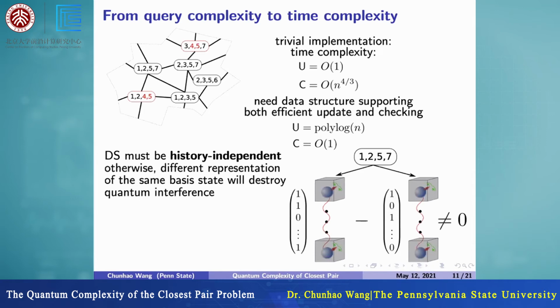So, for example, for this vertex 1, 2, 5, 7, if the order of the insertions and deletions is different, then in the execution of the quantum algorithm, the same state may have different representations. It should be the same state, but because the data structures are represented differently, they become different states.